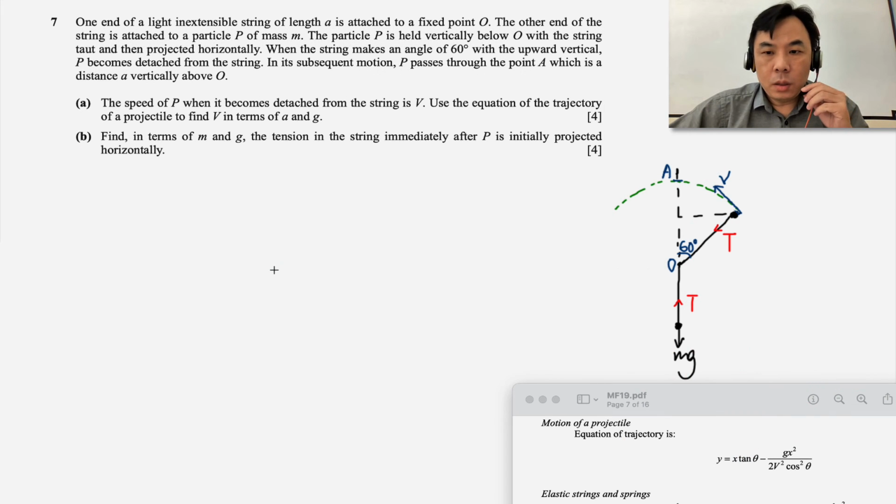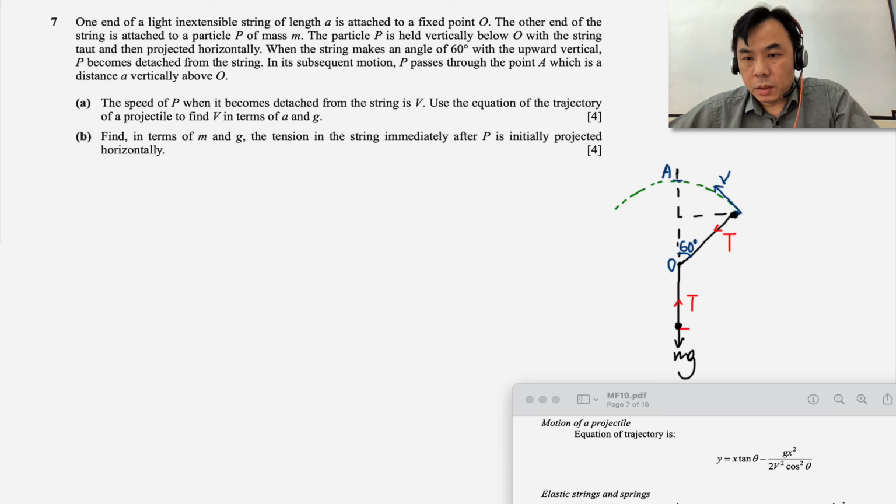Now let's take a look at question 7, our last question in this paper. One end of a light inextensible string of length a is attached to a fixed point O. The other end of the string is attached to a particle P of mass m. You can see the visual representation of the particle on the left hand side of the screen. The particle P is held vertically below the point O with the string taut and then projected horizontally with a certain initial speed, which I can label as u.